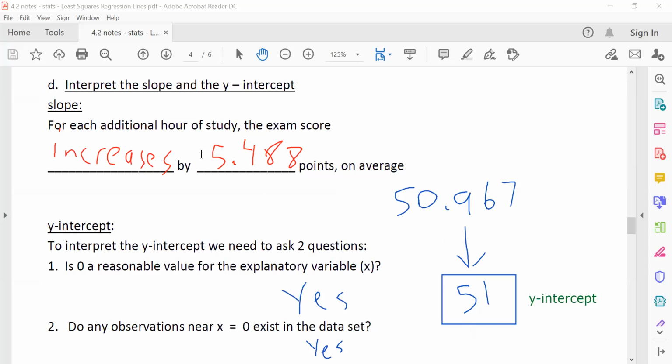If the slope had been negative, we would just say decreases here. Every increase in x leads to a decrease in y, at least the model predicts.